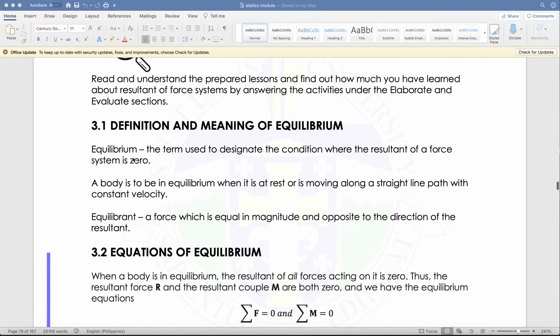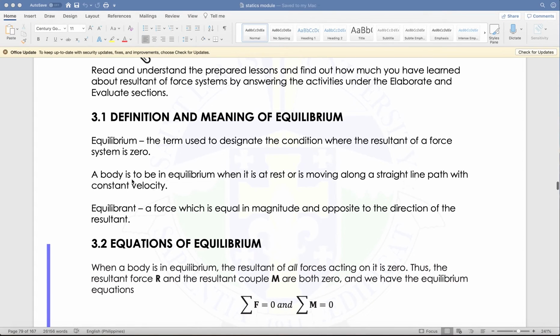Equilibrium is the term used to designate the condition where the resultant of a force system is equivalent to 0. From previous chapters, we were able to solve for the resultant of a force system, and it was equated to a definite value. This time, the resultant of a force system will be equivalent to 0. We will understand that further when we use it in an example.